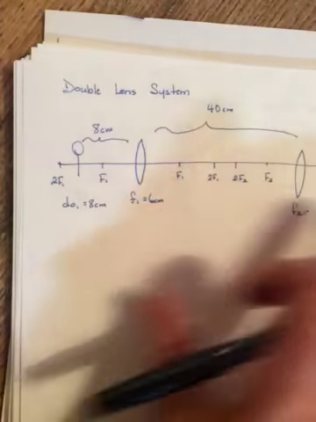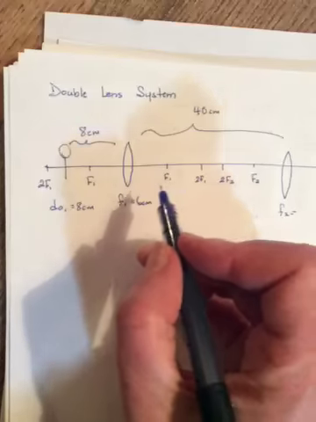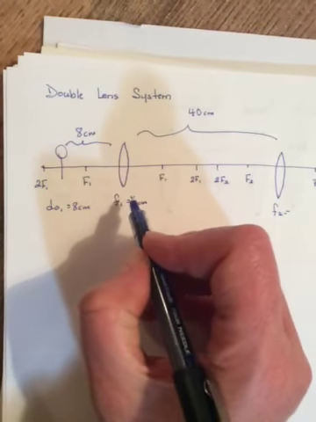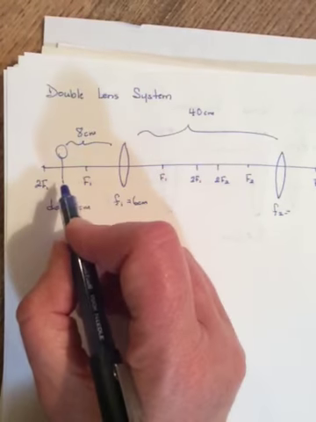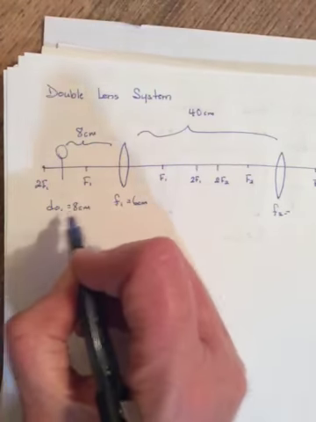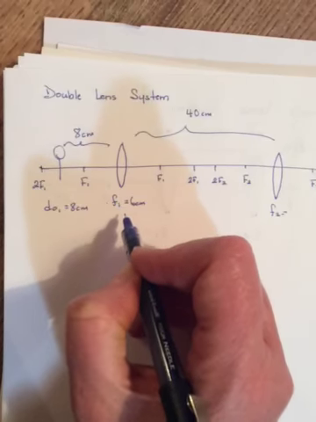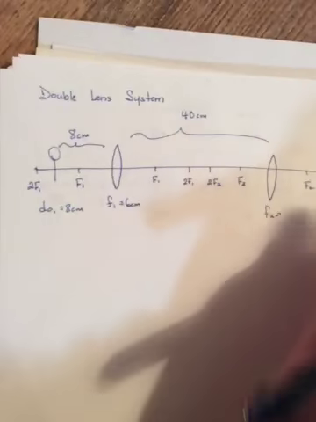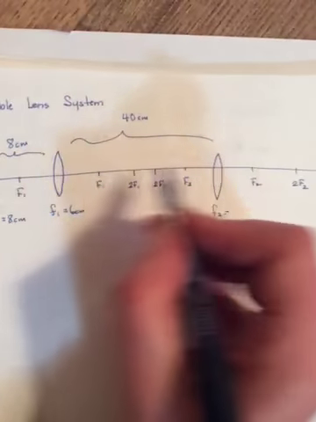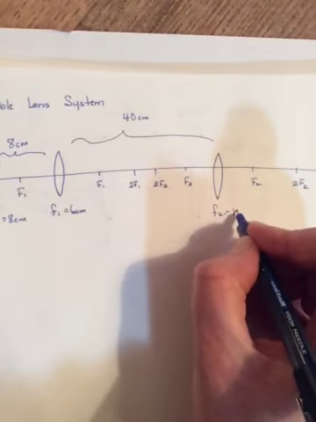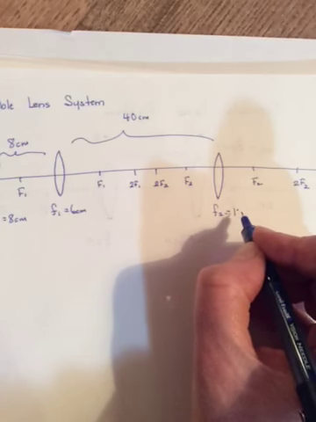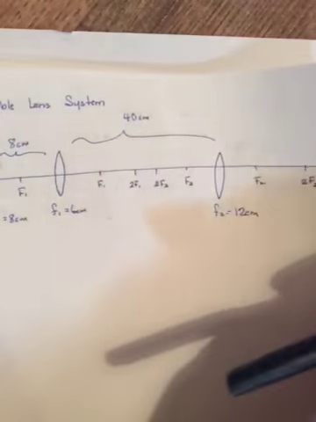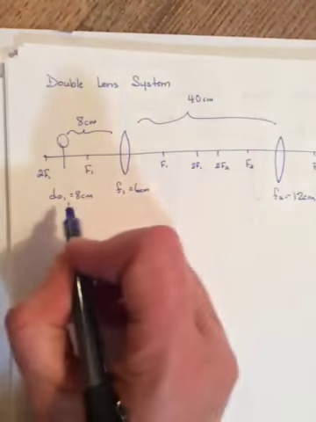Okay, so an example of a double lens system, like a microscope or a telescope. You have your first lens, and here's your object. Your object is 8 centimeters from your first lens, and the focal length of the first lens is 6 centimeters. Your second lens is 40 centimeters from the first one. Its focal length is 12 centimeters. Right now we can totally ignore the second lens and look just at the first one.